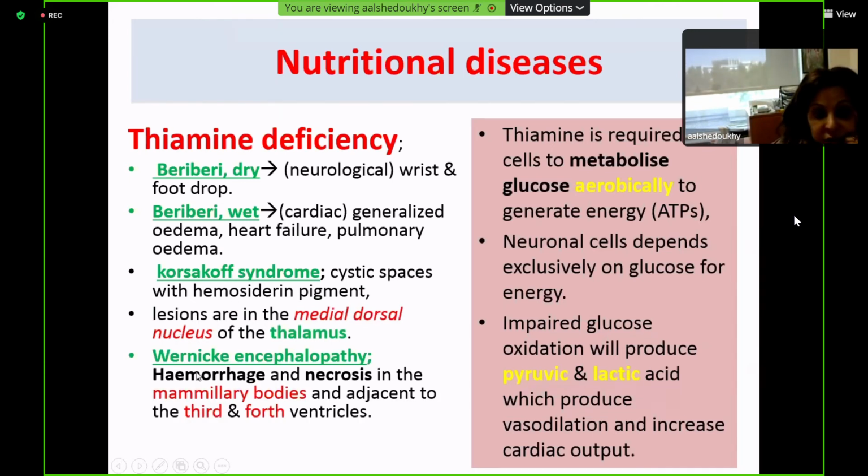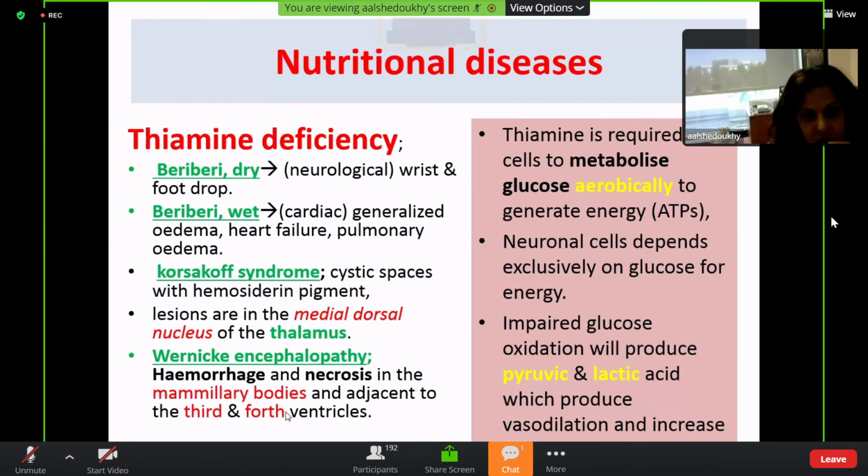Also, thiamine deficiency will lead to something called Wernicke encephalopathy. So there is hemorrhage and necrosis in the mammillary bodies and adjacent to the third and fourth ventricle. So thiamine deficiency is very important in neurological manifestations and diseases because of the role it plays. These diseases are favored in the international board exams because they will differentiate between people who have excess knowledge, good to know, and must know knowledge. However, I would like you to focus.